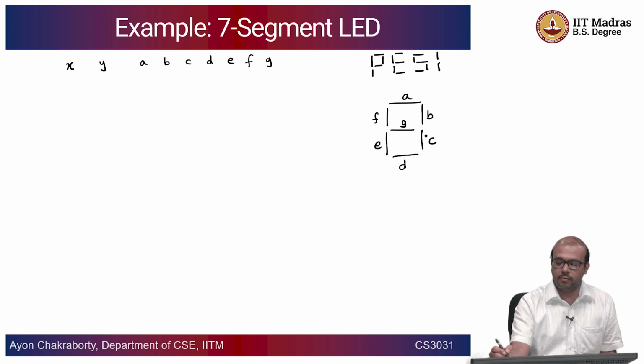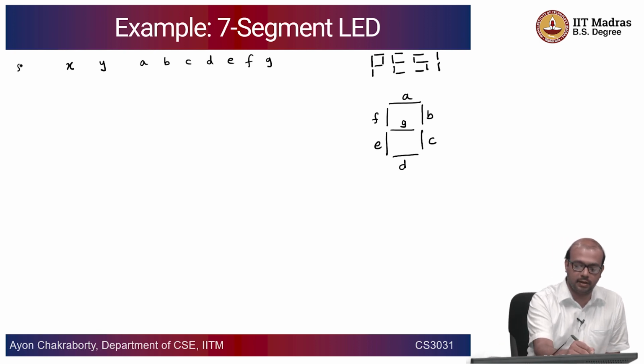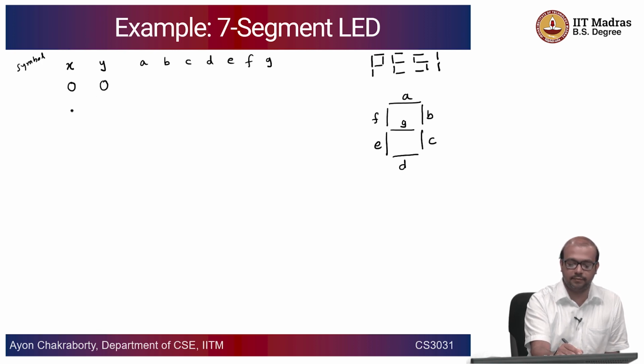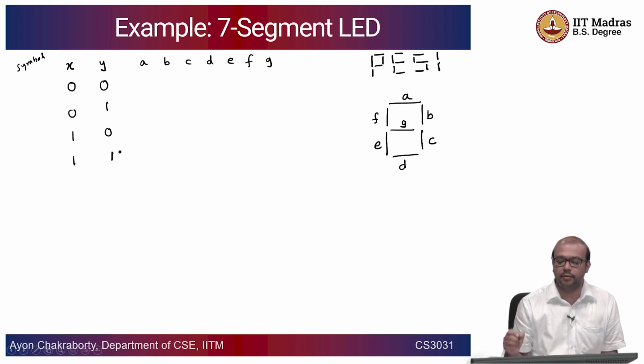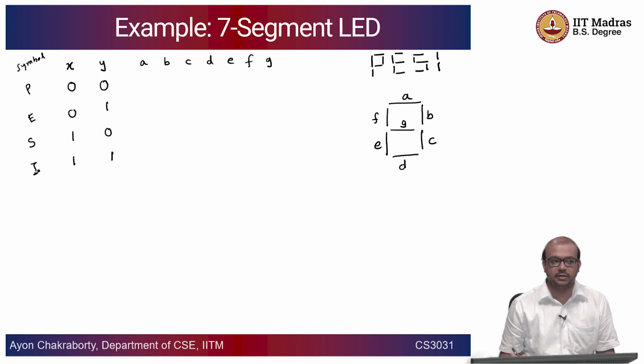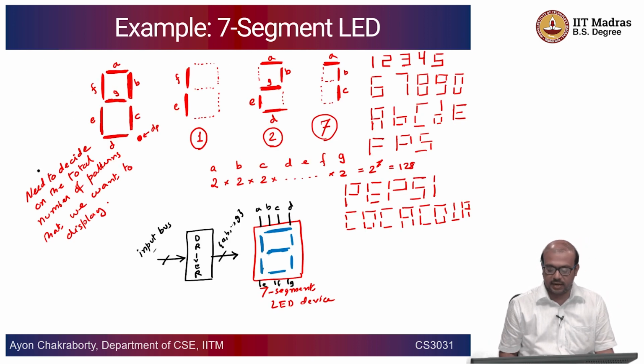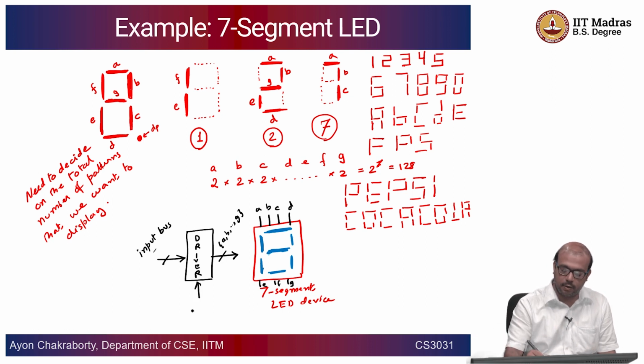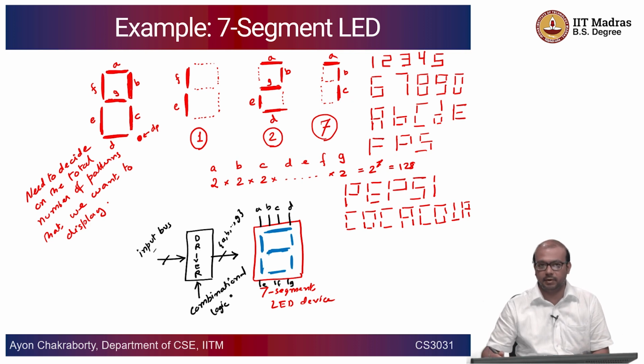Now I want to say that this is a symbol that I want to showcase. I have these options 0 0, then 0 1, then 1 0, and then 1 1. There are 4 different things, and corresponding to that, I want to show P, I want to show E, I want to show S, and I want to show I. So for 0 0, if you look at the last slide, I am basically defining the combinational logic for this particular set of inputs and this particular set of outputs.